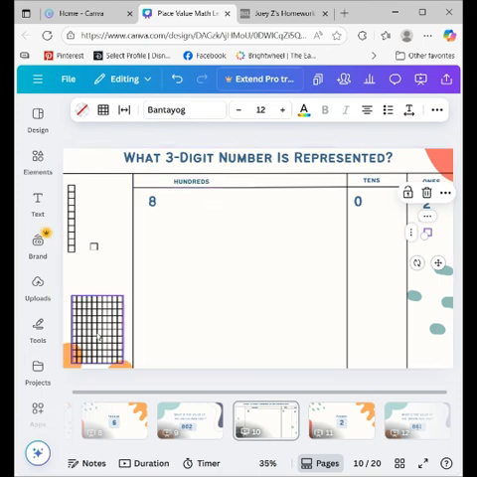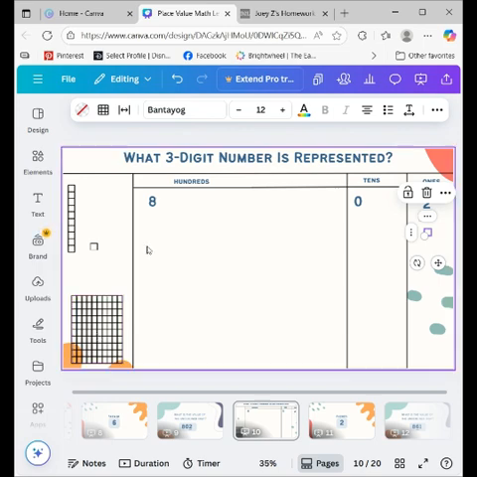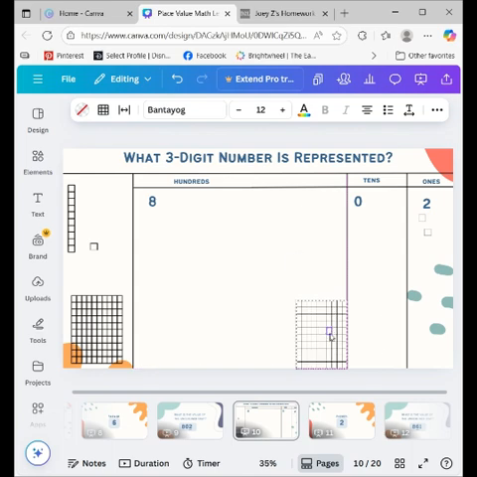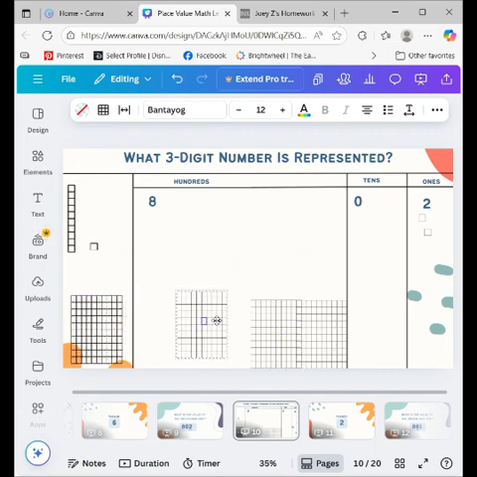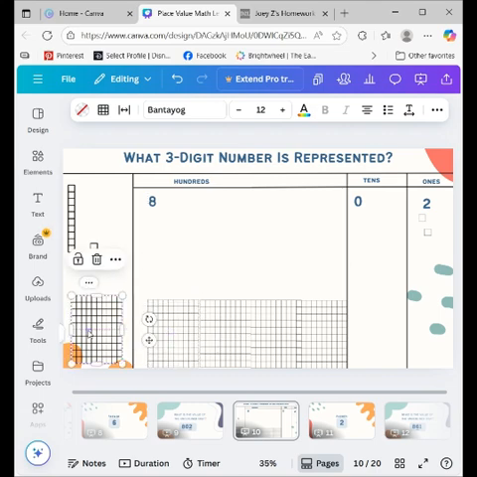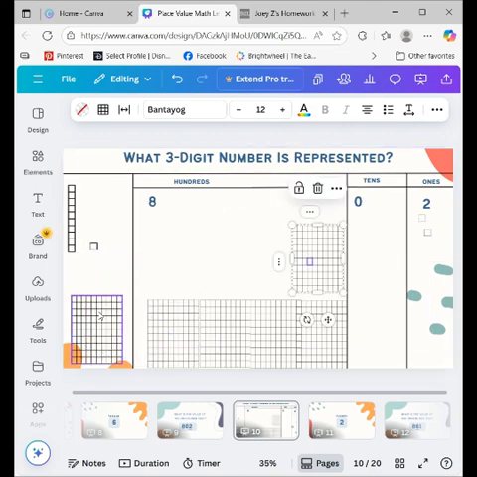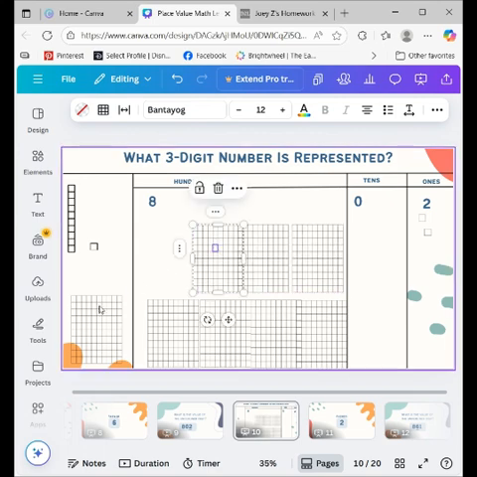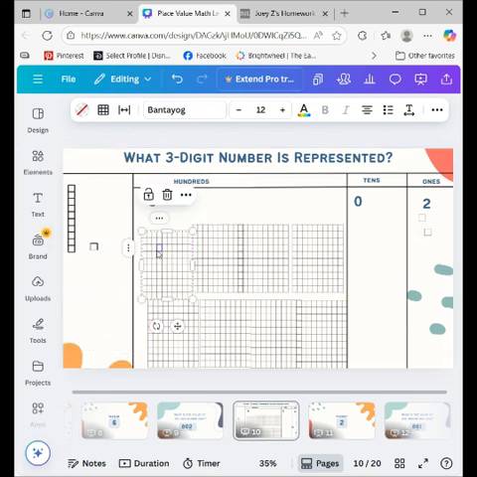So we need to use our hundreds blocks. So how many do we need? Right? We need 8 to equal 800. So we need to count again. So this is 1, 2, 3, 4, 5, 6, 7, 8.